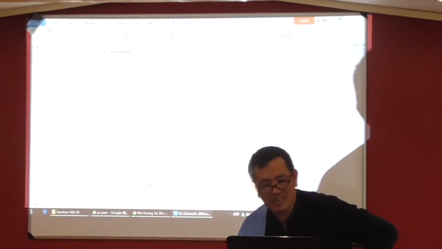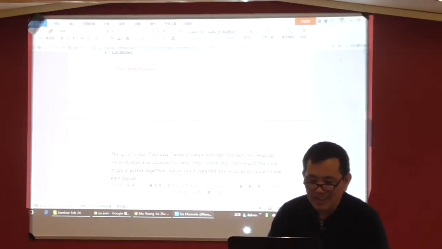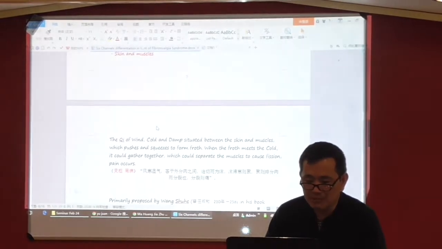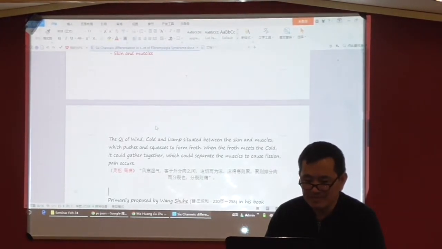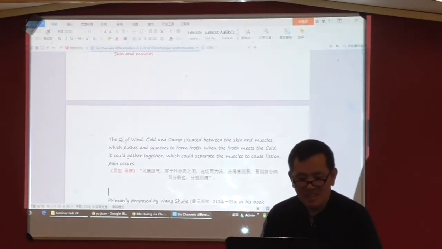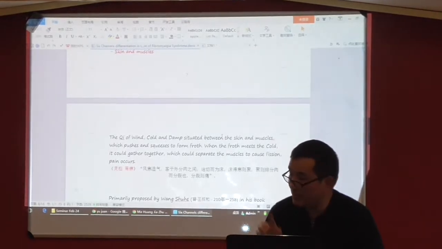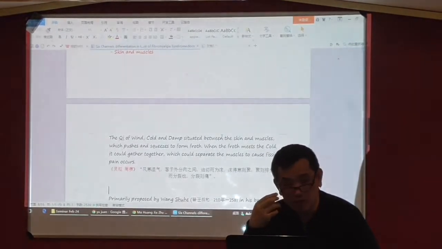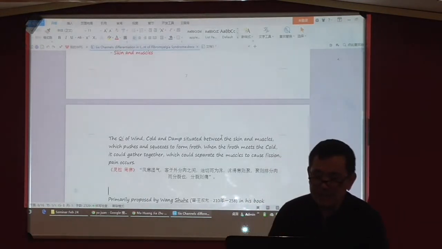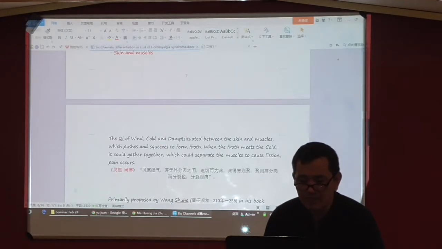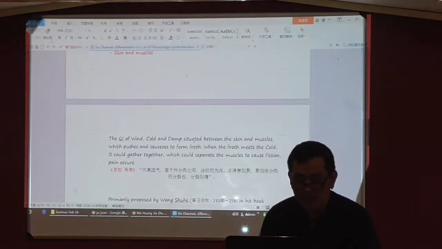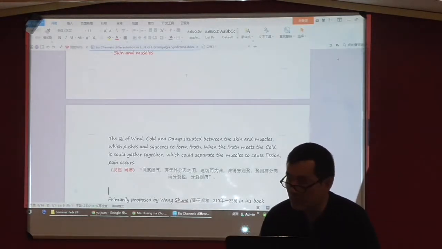Okay, let's study together. One sentence from Zhou Bi, General Bi, here in Nanjing. He said, the qi of wind cold damp, pay attention, wind cold damp, it's not something I invented, it's the old system originated. He said, the qi of wind cold damp invaded the body. They did not go away. They are situated between the skin and the muscle.